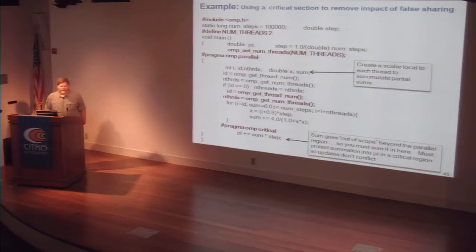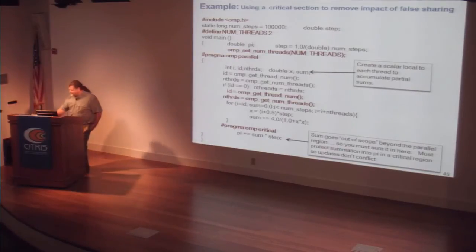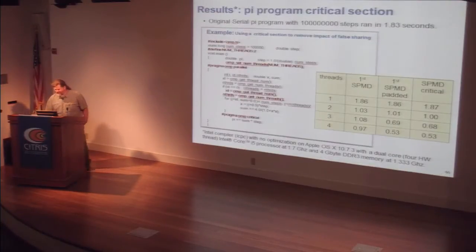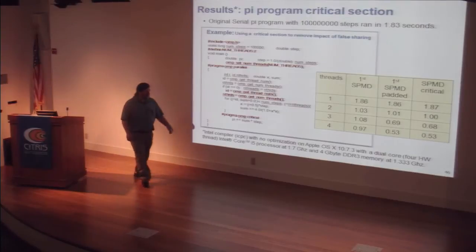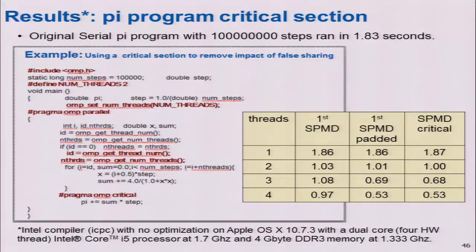Pragma OMP critical. I created a critical section, so that's where I'm doing the final accumulation right here. And when I did that, now I have no false sharing because we're going into that variable on the stack, not the array. And now my performance is surprisingly good. It's much better than I thought. I'll have to tell you, I don't completely understand why it's so good. But I went to 1.87, 1 with 2 threads, 0.68 with 3 threads, and 0.53 with 4 threads. To those who understand the architecture of this dual-core chip, that is surprisingly good.